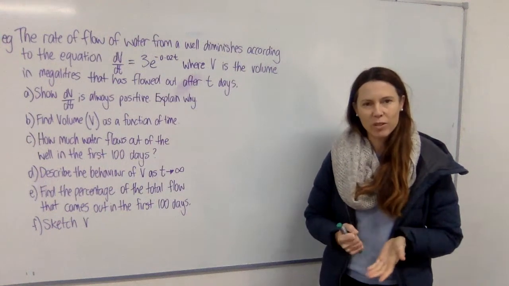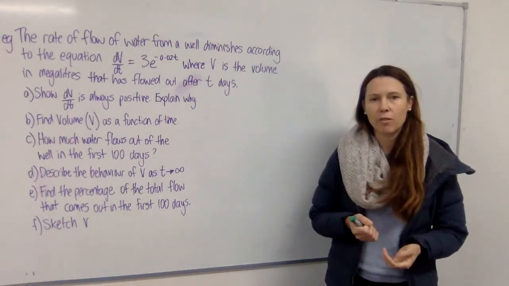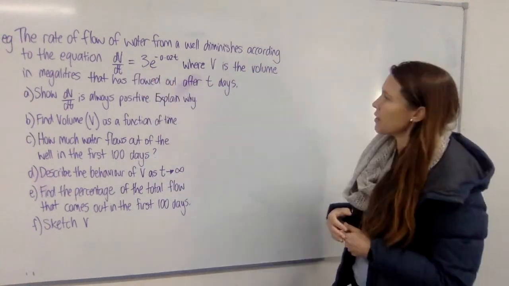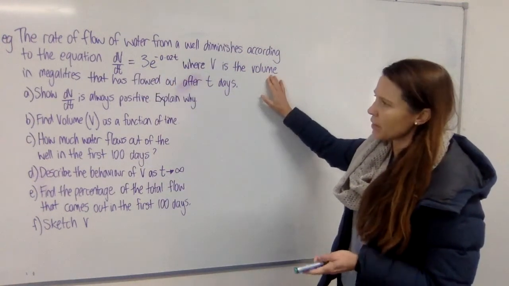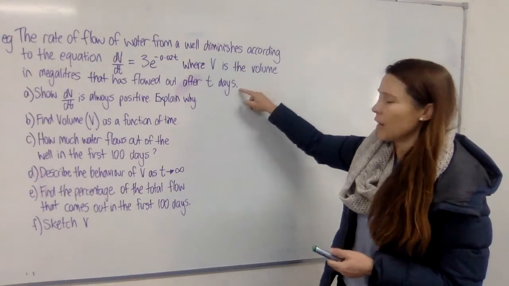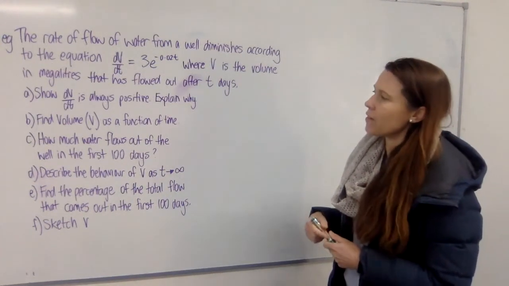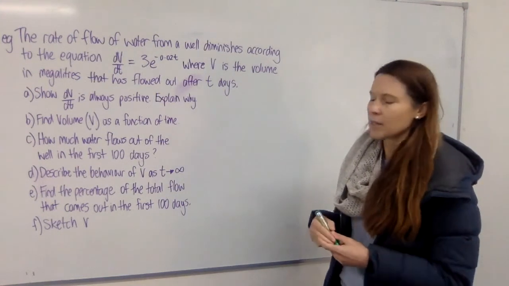And now for an example question. The rate of flow of water from a well diminishes according to this equation, where V is the volume in megalitres that has flowed out after T days. Show that dV/dt is always positive and explain why.